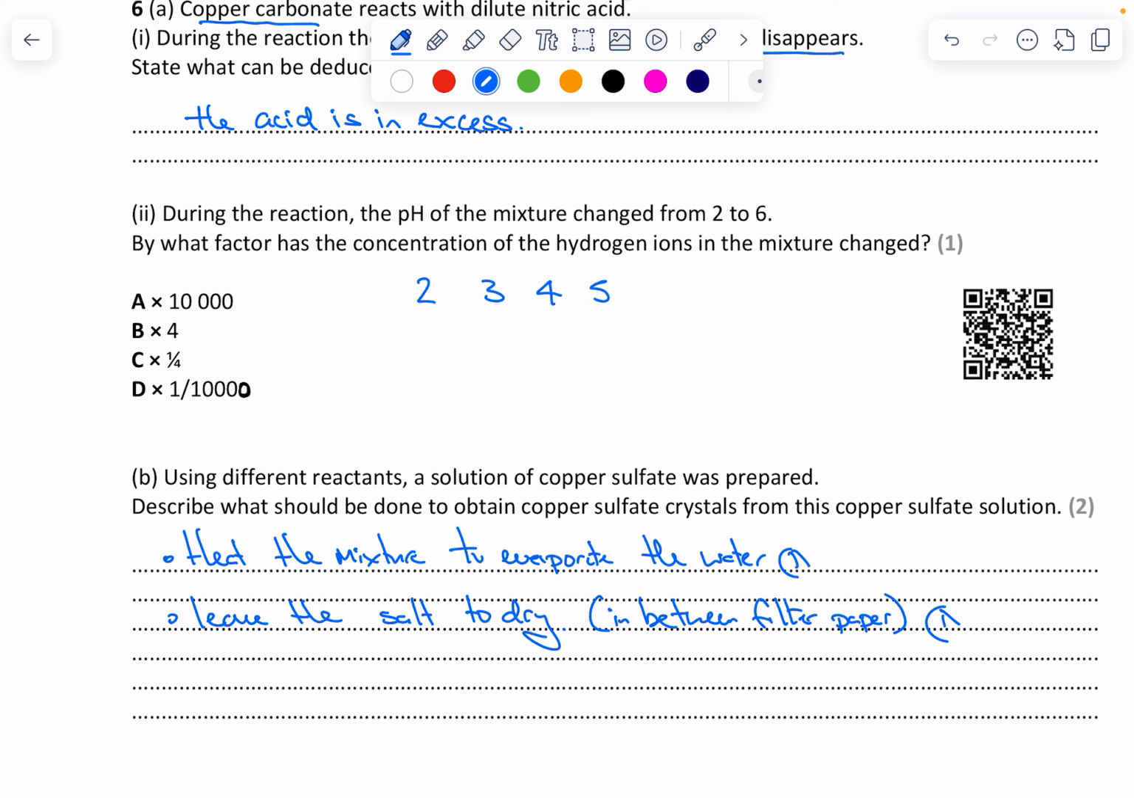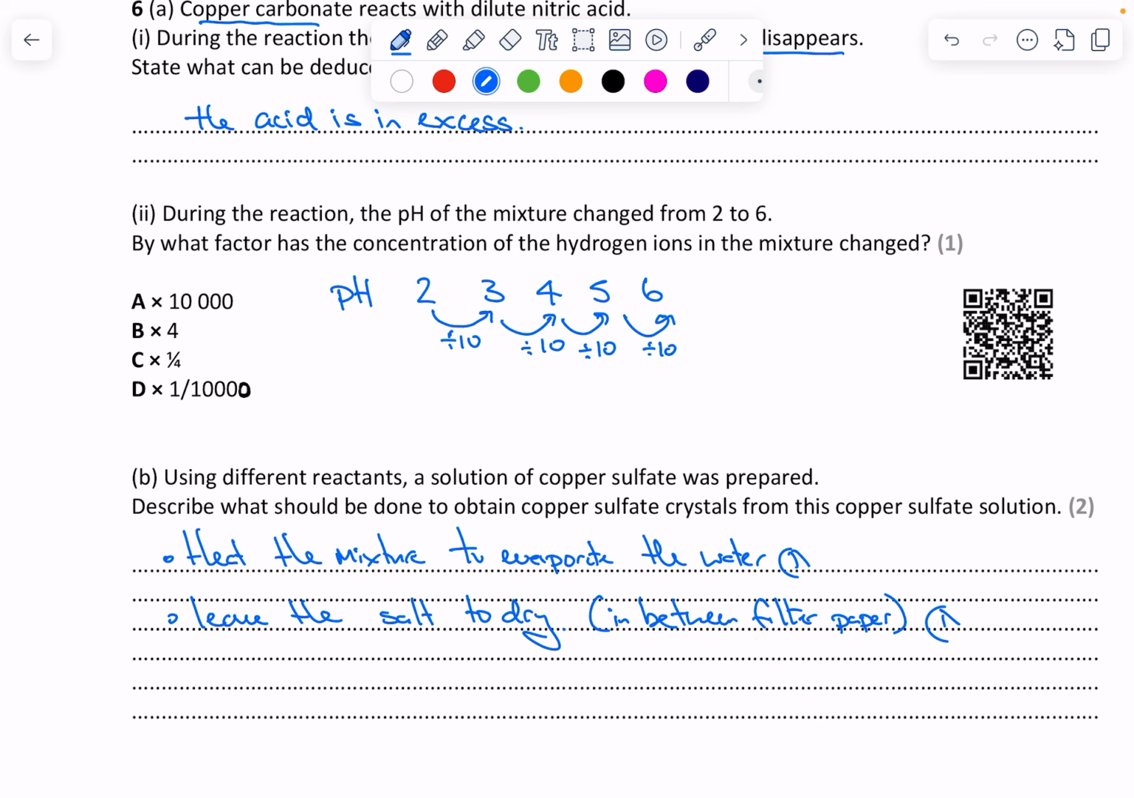I'm going to take it in stages. So each pH number is there. Now remember, when pH changes by 1, so if I go from 2 to 3, the hydrogen ion concentration changes by a factor of 10. And because this is becoming less acidic, it's the same as dividing by 10 each time. So every time we go up a pH of 1, we are going to divide by 10.